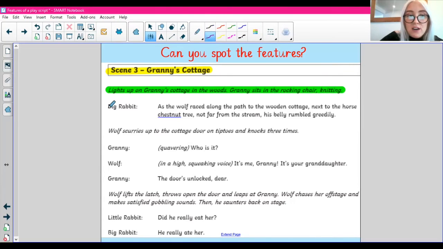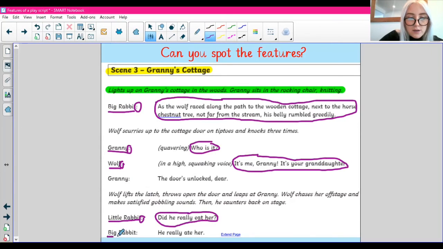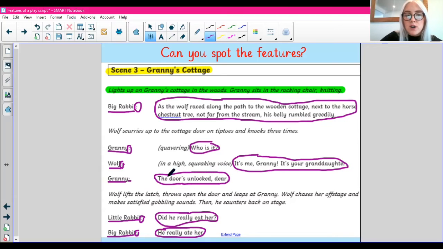We have our dialogue. So we have here our character. We have our colon. And then of course, our dialogue is this part here. So this is the bit that our character says. There we go. And we have that for a variety of characters. So we've got the big rabbit, we've got Granny. Right, so there is all our dialogue.